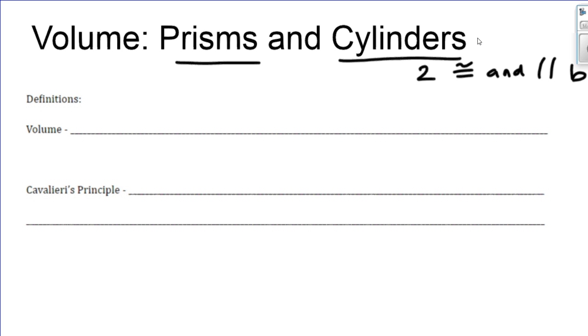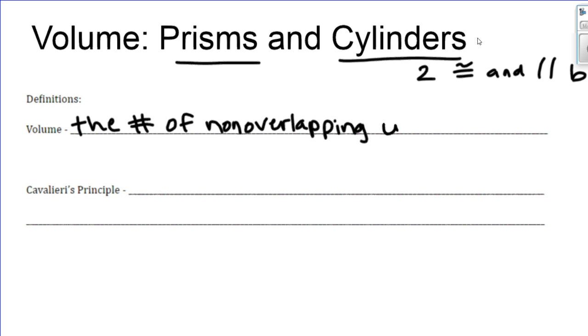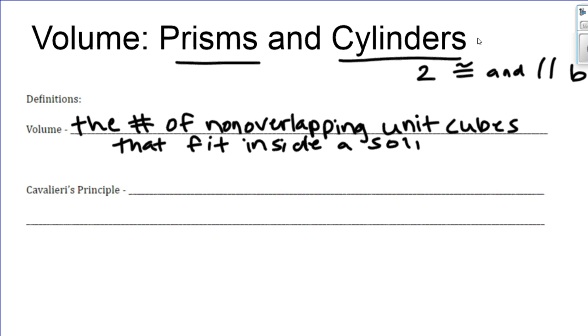We define volume as the number of non-overlapping unit cubes that fit inside a solid figure. Okay, and we use unit cubes. This could be inches, centimeters, miles, kilometers. It could be anything. Okay, so that's why we say unit cubes.